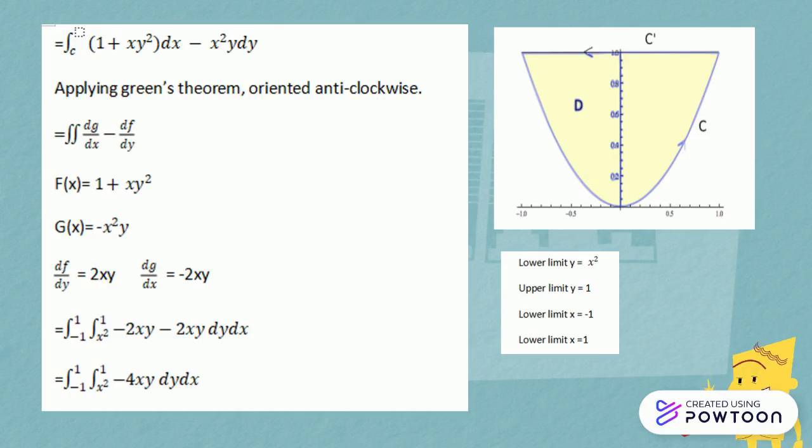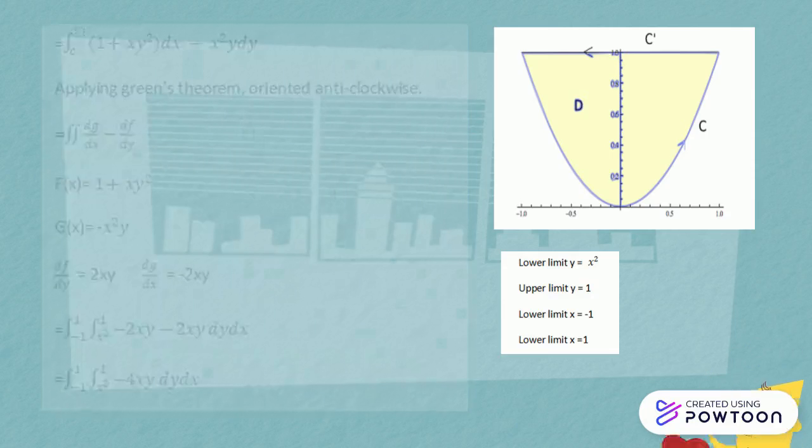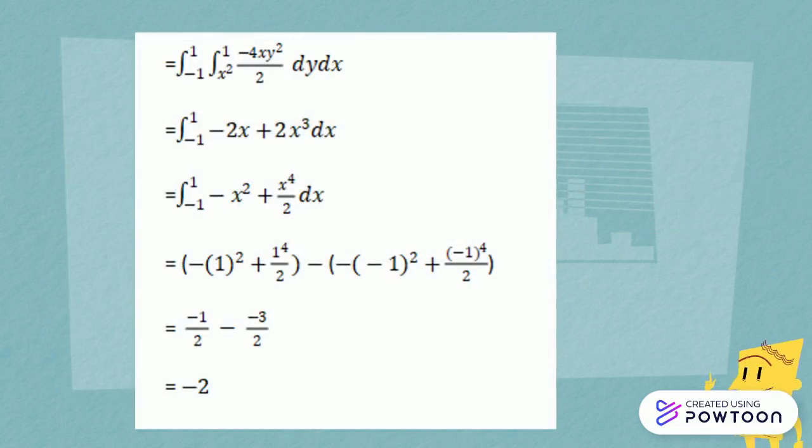After we substitute the value of 2xy and negative 2xy into the equation, we obtain negative 4xy as our final equation, and we will then continue the integration process. When we integrate negative 4xy, we are going to obtain negative 4xy squared over 2, and we will then substitute the upper and lower limit for y, which is 1 and x squared, and we will then obtain negative 2x plus 2x cubed, and then we'll continue to integrate in terms of x.